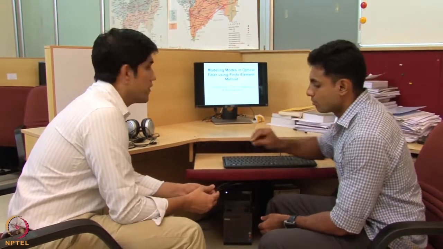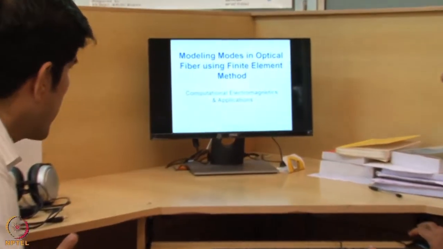This problem is mainly about modeling the modes in an optical fiber using the finite element method. We are comparing the finite element results with the analytical results, because analytical results are very common, and we know the exact solutions for this fiber. So we are comparing the finite element results we are getting with the analytical results. How are you showing how the analytical method itself is placed? That's something we would like to know.